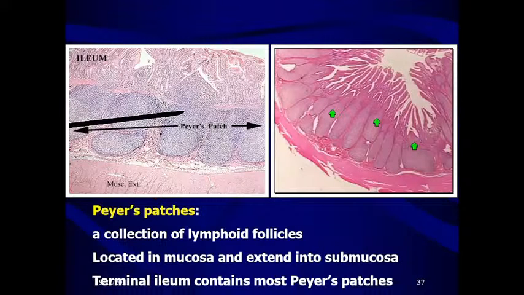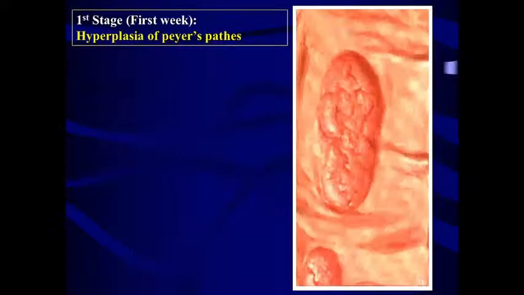So these are the Peyer's patches. They are within the submucosa. This is a muscle layer. This is the mucosa of the ileum. So stage 1, the first week, you have hyperplasia of the Peyer's patches. You can see this longitudinal patch, which is hyperemic, edematous, and inflamed or swollen.